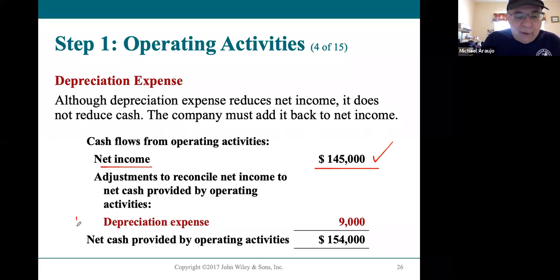Remember, the very first thing that we do is add back depreciation, because depreciation is not a cash flow thing. We don't write a check for it. Okay, so we are simply adding back the depreciation to the net income, because this did not use any cash.